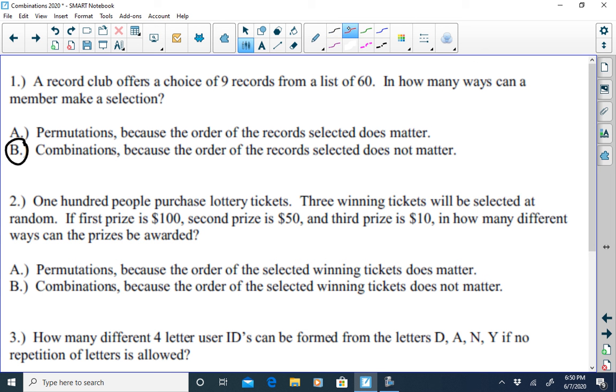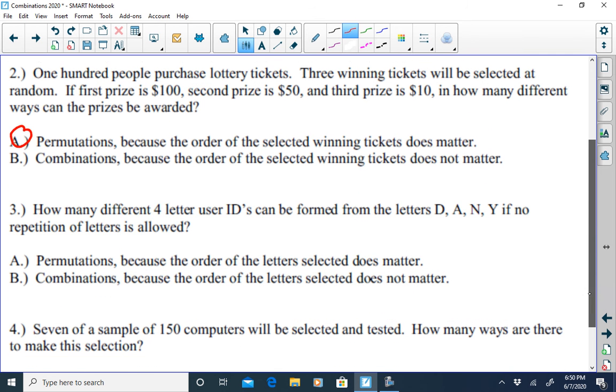Let's look at number 2. All right, we're trying to determine whether we're looking at a permutation or a combination. 100 people purchase lottery tickets. 3 winning prizes will be selected at random. First prize is $100, second prize is $50, and the third prize is $10. How many different ways can the prizes be awarded? Obviously, the order of the winners matters there because the first prize is much more than the second or third prize. So we're talking about permutations, because the order of the selected winning tickets does matter. All right, let's try example 3.